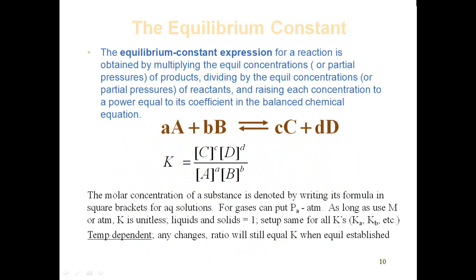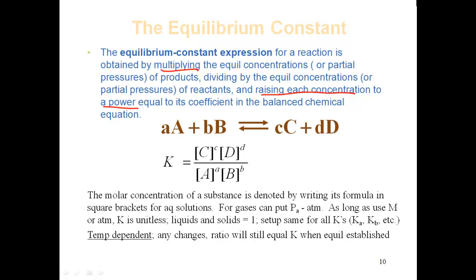Well, how do you write the equilibrium expression easily without having to set the rate of your forward reaction equal to the rate of your reverse reaction and figure it out each time? Well, by the method that we're going to talk about right now. The equilibrium constant expression for a reaction is obtained by multiplying the equilibrium concentrations or partial pressures of your products, dividing by the equilibrium concentrations or partial pressures of your reactants, and raising each component to a power equal to its coefficient in the balanced chemical equation.